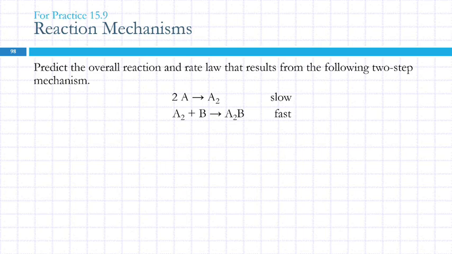Okay, predict the overall reaction and rate law that results from the following two-step mechanism. Which step is going to determine the rate? The first step here, the slow step, right? What would be the rate law based on that slow step? K times the concentration of A squared. Right? We like doing this. We can only do it for elementary steps, but this is an elementary step. So that's going to limit the rate.